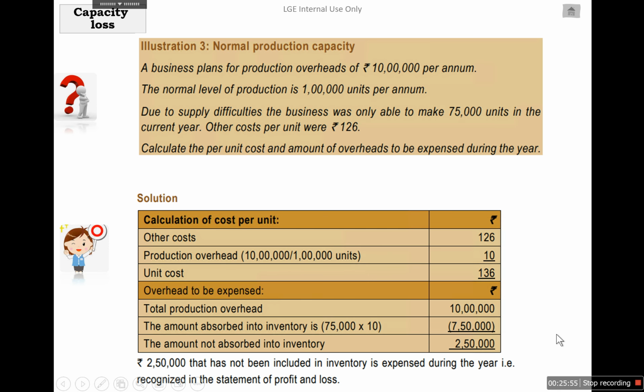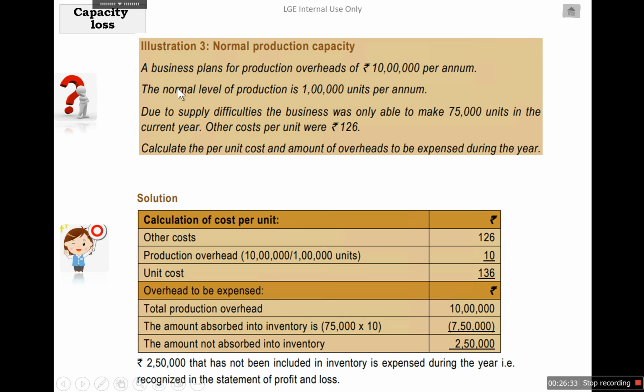So let's take an example in respect of this. A business plans for the production overhead of 10 lakhs per annum. The normal level of production is 1 lakh units, but due to supply difficulties, the business was only able to make 75,000 units in the calendar year, and other cost per unit was 120. So we need to calculate the amount of overhead to be expensed during the period.